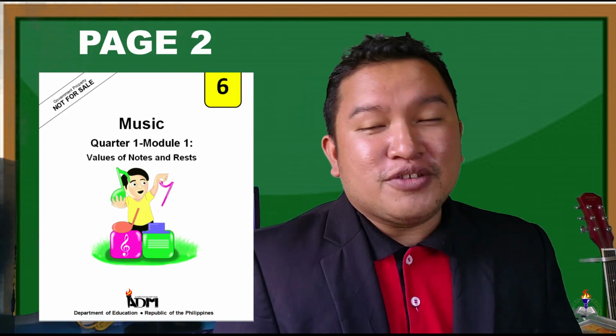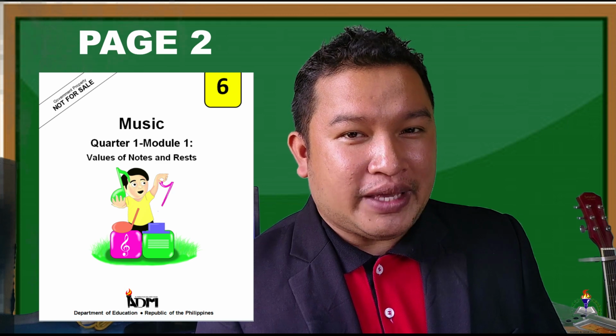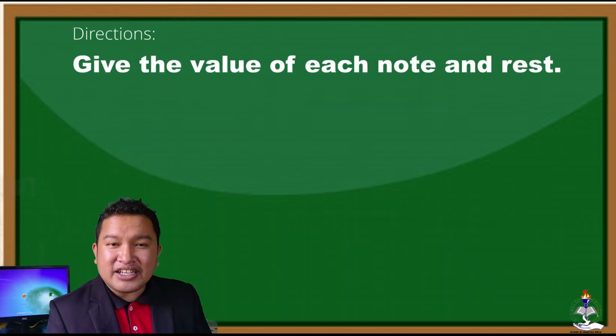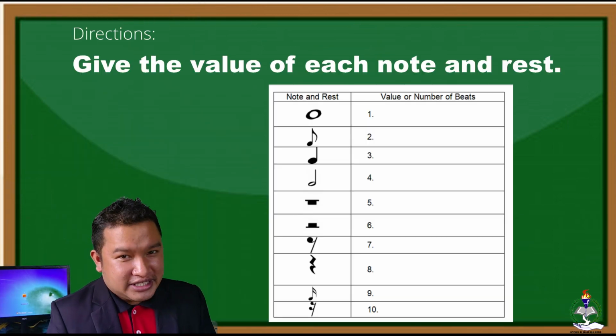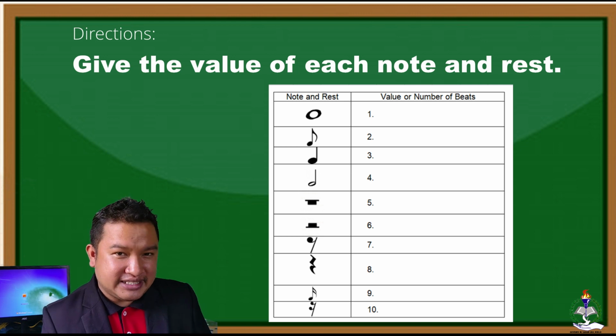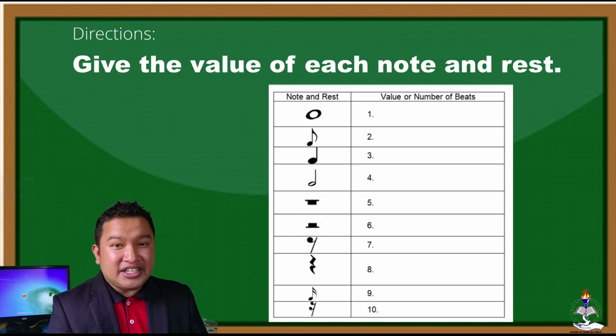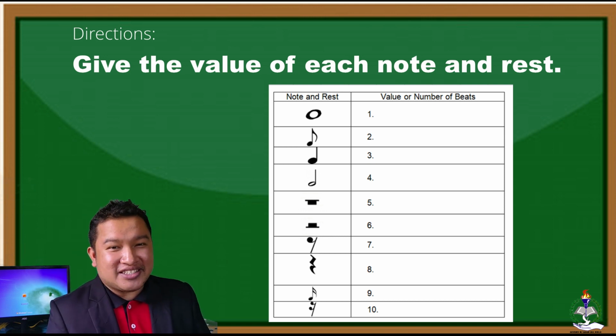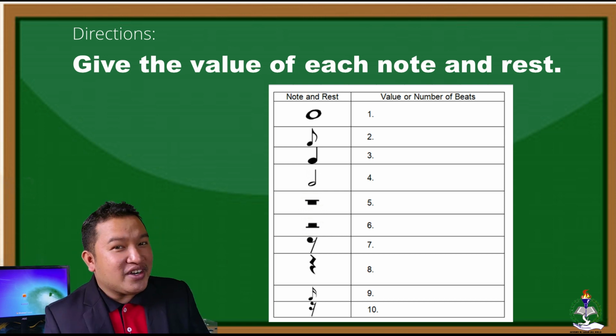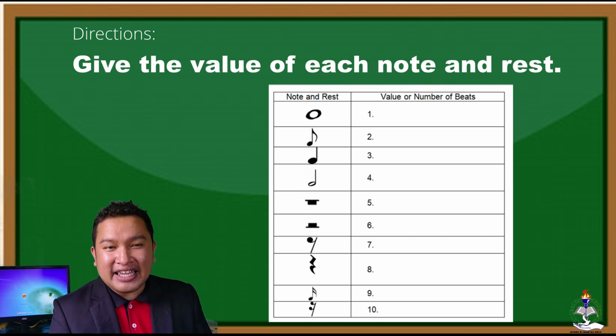Open your module on page 2. To measure your knowledge of the concept that this module will develop, answer the activity on this page. The direction tells you to give the value of notes and rest. Write your answer in your MAPI notebook. You are given 3 minutes to answer the activity. While you are answering, we will be playing a song for you. Please begin.